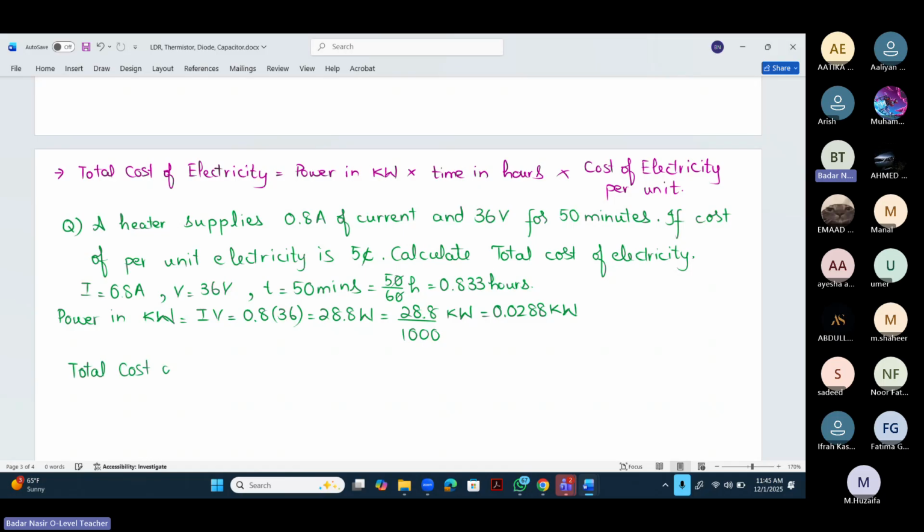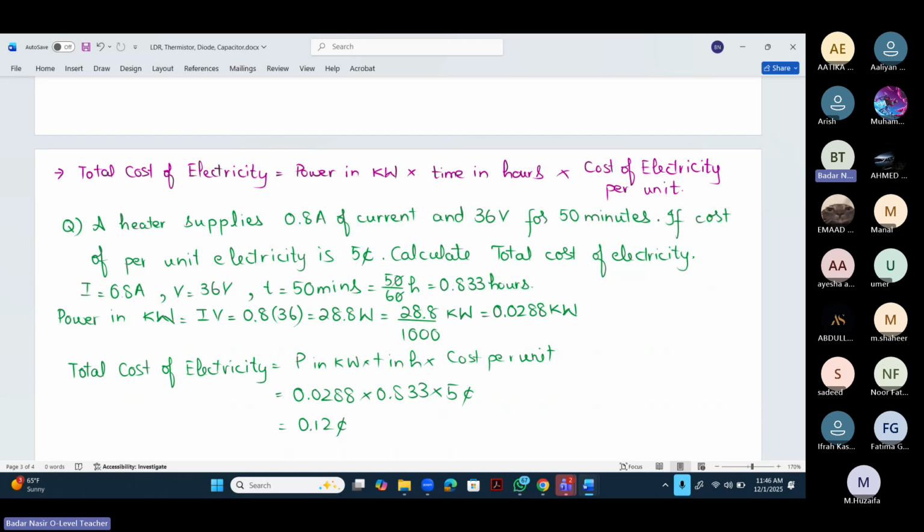Now we just have to substitute these values in the formula. So the total cost of electricity is going to be power in kilowatts times time in hours times cost per unit. Okay, so that means power in kilowatt is 0.0288, time in hours is 0.833, and cost per unit is 5 cents. So if we multiply these values, what do we get? We get 0.12 cents.